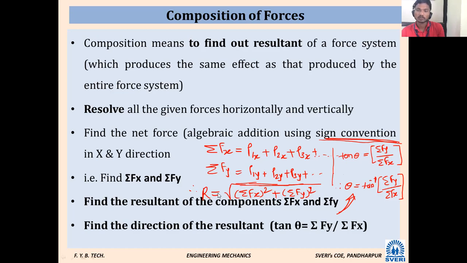Then, once we get these two values, how can we find the resultant? What is the formula? R is equal to what? Under root of summation Fx square plus summation Fy square. Very good. R is equal to under root of (summation Fx) square plus (summation Fy) square.